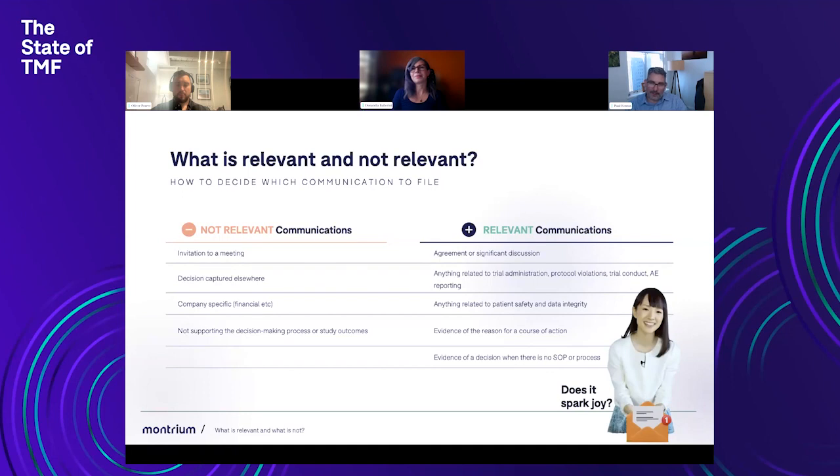There are some interesting comments in the chat as well from some of the participants. Meredith from Sanofi, I believe, said another criterion for inclusion may be when the timing of the communication is important to demonstrate, for example, safety reporting. So the whole 24-hour reporting requirement, exactly, and it's interesting to have the email in that case, because you can use it to demonstrate the timeliness.